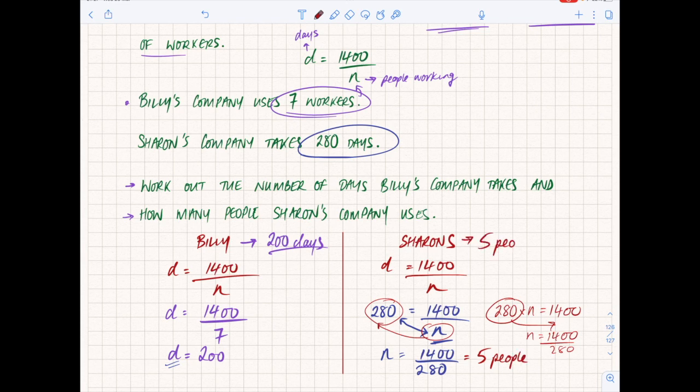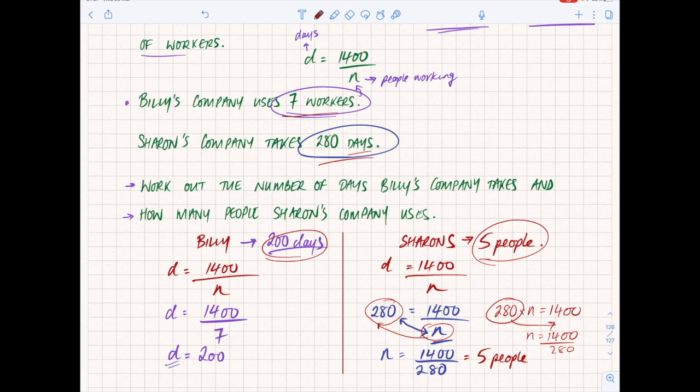Now, that question might ask you how many more people are working at Billy's company than Sharon's, and then you'd say the difference between that and that is 2. It might ask you what the difference in the number of days is, and you'd say Billy's takes 200 but Sharon's takes 280, so the difference is 80 days. It might tell you how much Billy pays his workers and how much Sharon pays her workers, and so you'd have to work out how much it costs Billy and Sharon. Lots of variations, but the fundamentals are there in what we're doing.